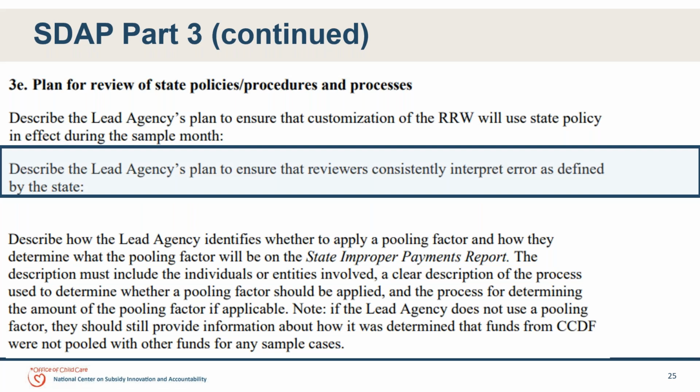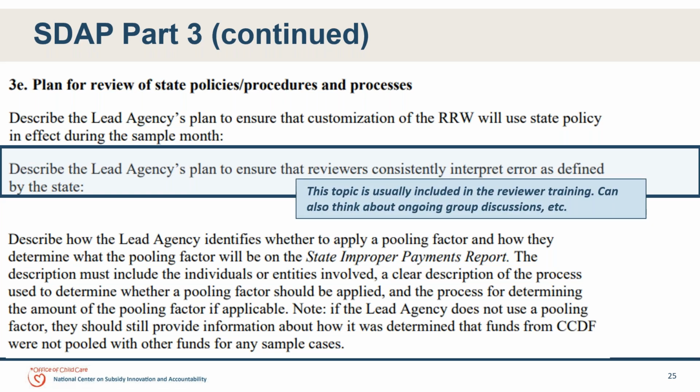Next, describe your plan to ensure that the reviewers will consistently interpret error. Here you might want to say something about how this will be built into your reviewer training. And you can also think about your plans for ensuring ongoing inter-reviewer reliability, which you would have discussed back in section 3B of the SDAP.